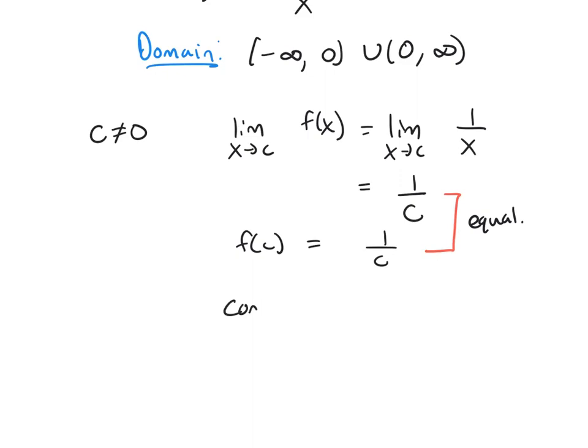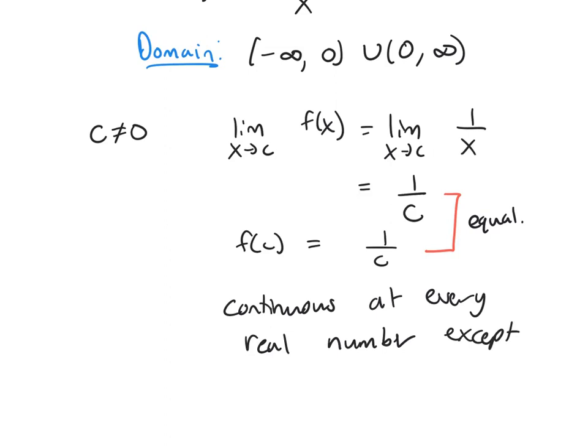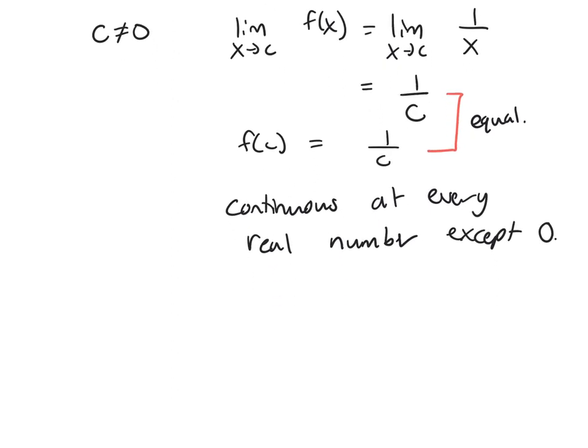So this function is continuous at every real number except 0. And if you graphed this function, you would see that this was true. So let me go ahead and sketch out a quick graph of this function. So the graph would look like this here, and then this here.